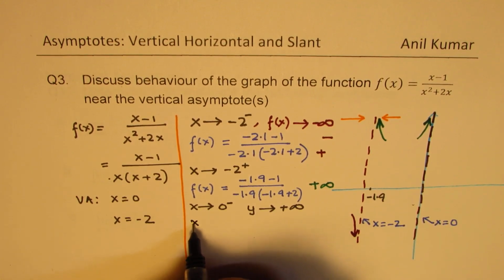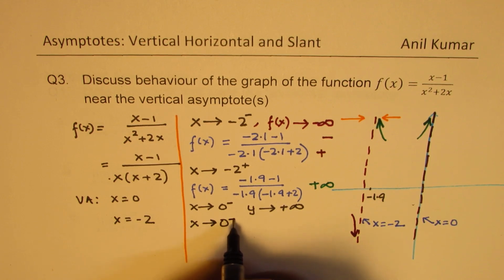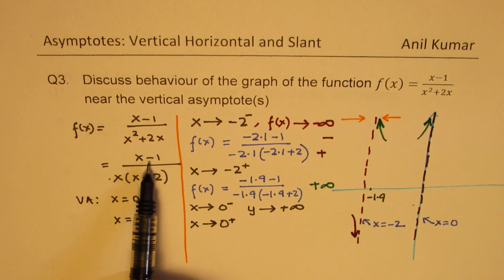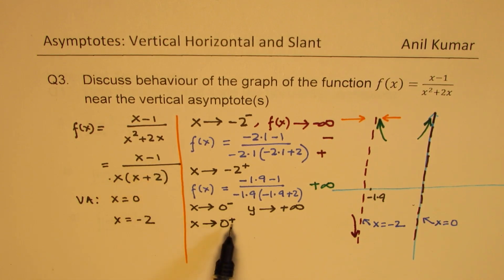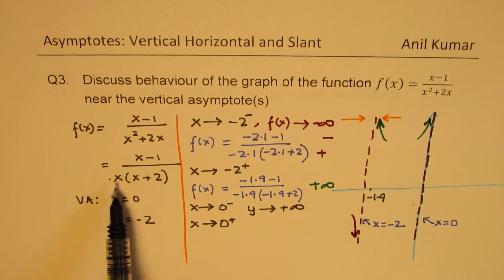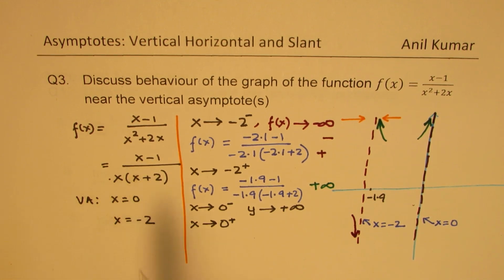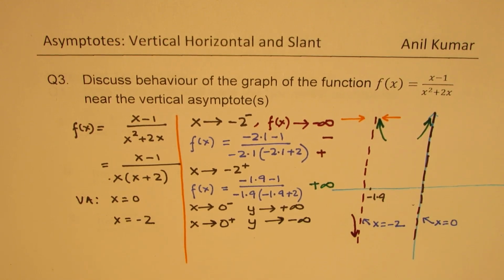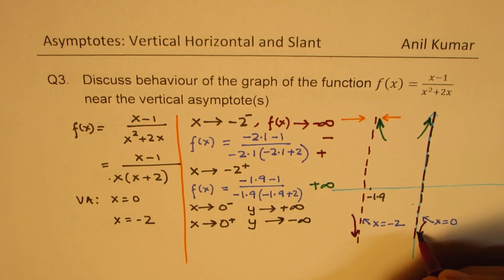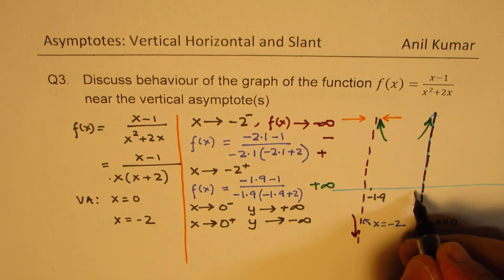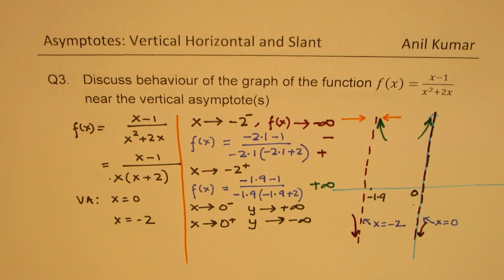Similarly, if I substitute an x value which is greater than 0, a positive value, then since this is minus 1, and 1 is much bigger than this small value, the numerator is still negative, and the denominator is positive. So we are left with a negative value. So y approaches negative infinity, and we'll get this graph approaching downwards on this side. Does that make sense to you? Correct? So that is what we are saying, the behavior near the vertical asymptote. Is that clear to you?